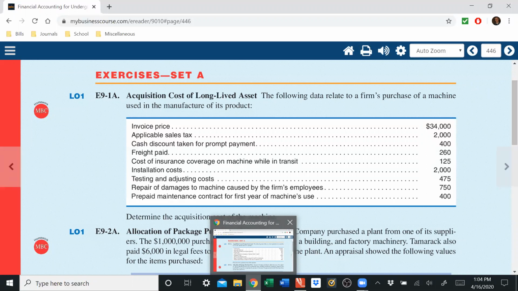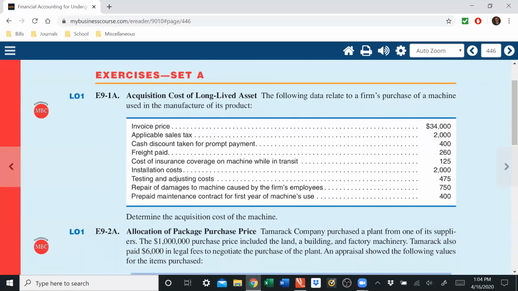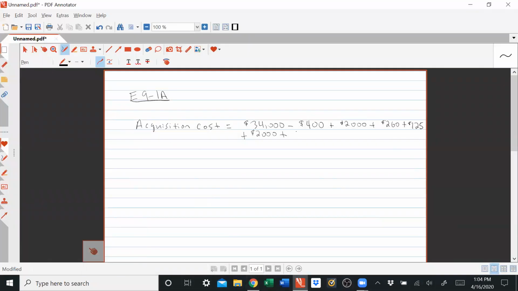We also paid $2,000 of installation costs. And we paid $475 for testing and adjusting. So all these costs were necessary to get the machine ready for its intended use. So by definition, these are the acquisition costs. When you add all that up, you should get $38,460.